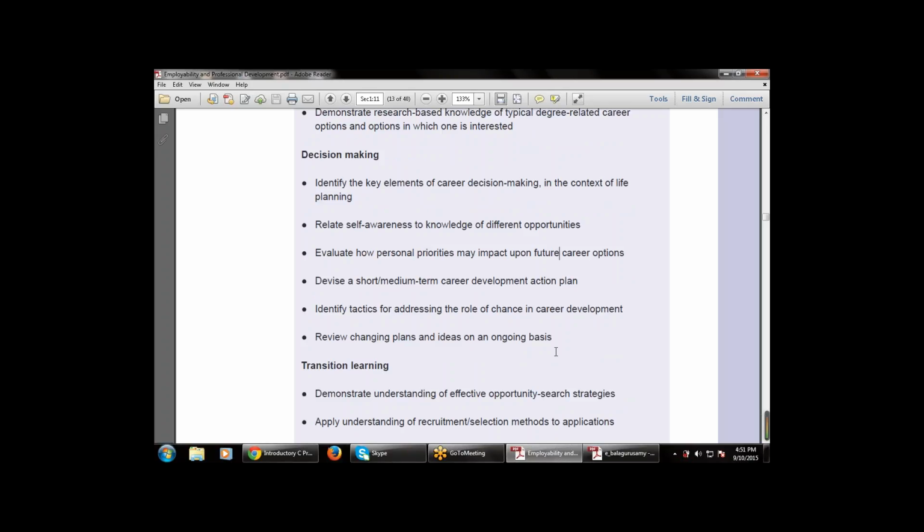Then review changing plans and ideas on an ongoing basis. That is, review the various changes and the content used for changing plans and ideas on an ongoing basis. That is the next part.